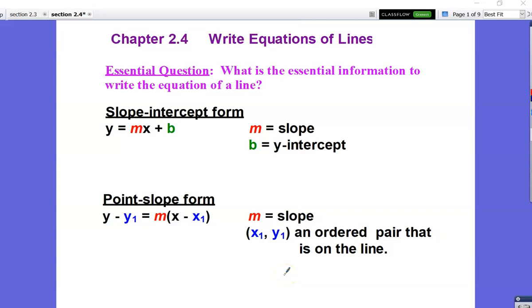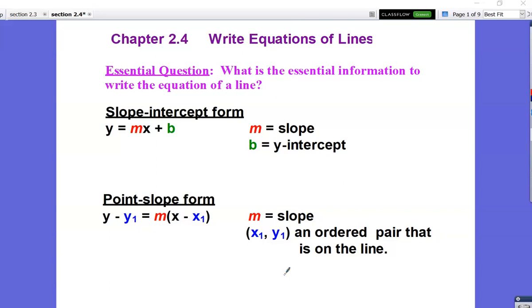All right, today we're going to talk about how to write the equations of lines, section 2.4, and our essential question is: what is the essential information in order to write the equation of a graph? So we've talked about slope-intercept form, y equals mx plus b. Another form we're going to talk about today is point-slope form.